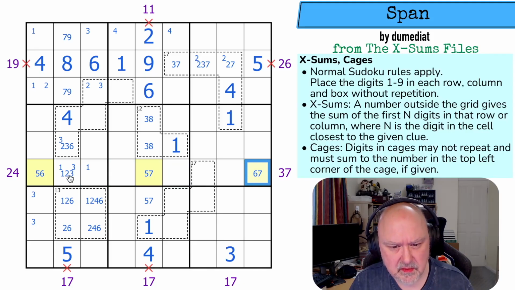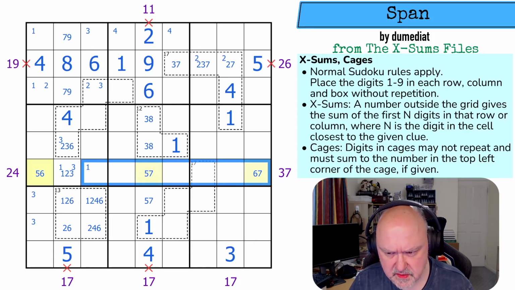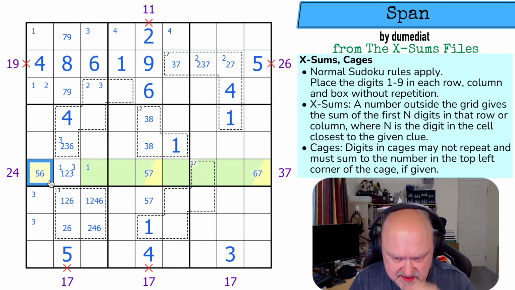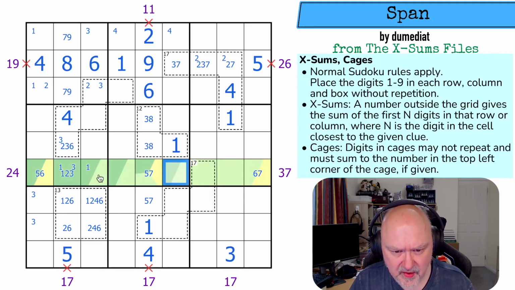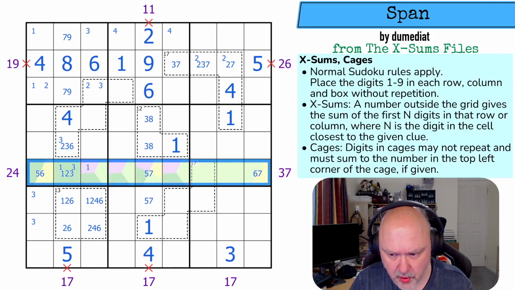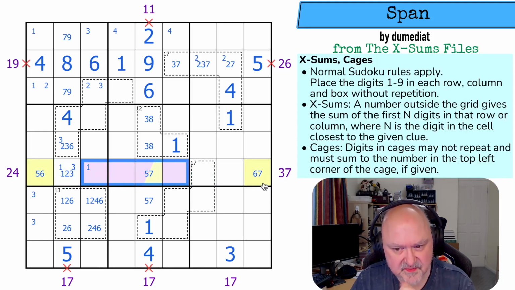If this is a 7, 5, 6, 7 covers all of those. This would be a 6 because 7, 5, 6. 6 would cover all of those. This would be a 5, but the overlap is those digits in purple. I'm going to get rid of the green now, but the overlap is the purple digits. That's if this is a 7. And those digits would need to sum to 11. But this would be a 5, so those would need to be 1, 2, 3, breaking that cell.